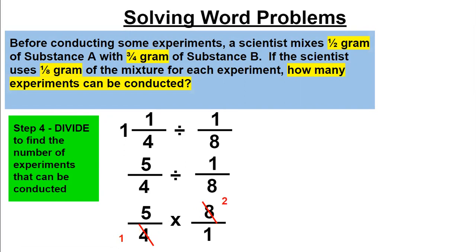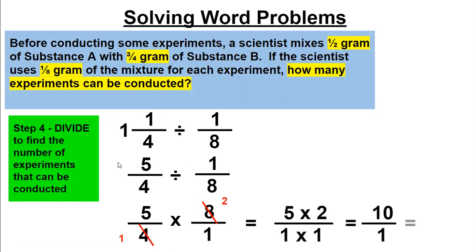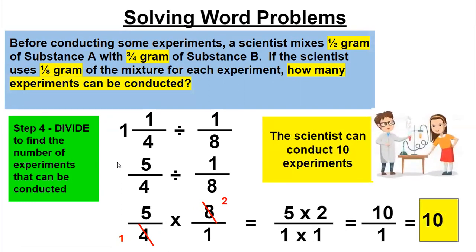and multiply across the top. 5 times 2 and 1 times 1. 5 times 2 is 10 over 1, which is just 10. So the scientist can conduct 10 experiments. Let's make sure we answered the question. How many experiments can be conducted? We did, right? The scientist can conduct 10 experiments.